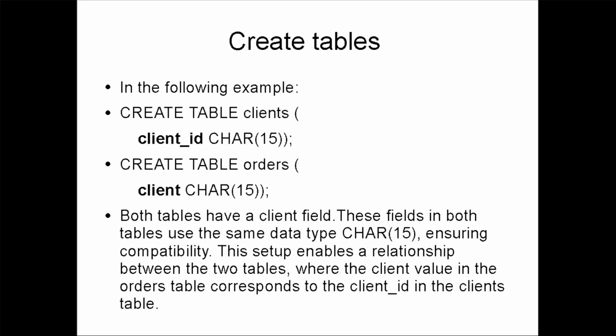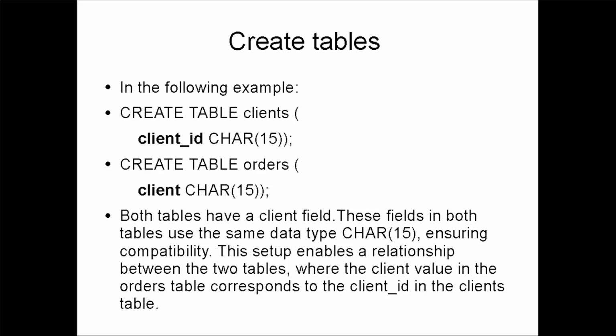If the clients table has an entry client_ID equals C123, which represents John Doe, then, in the orders table, client equals C123 in an order means that John Doe placed that order. This link between tables allows us to efficiently retrieve data. For example, we can find all orders placed by a specific client using a join query, rather than storing redundant customer details inside the orders table.